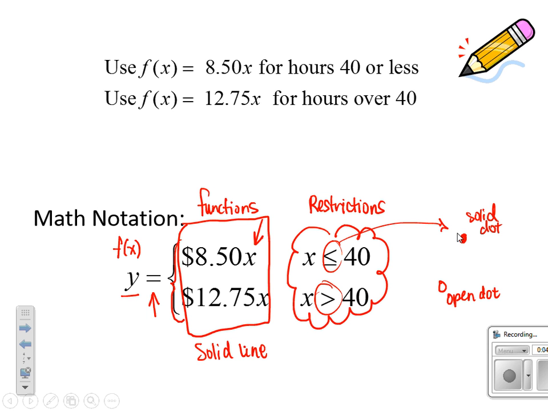Okay, and these will start making more sense as we go along and talk about piecewise. So I don't want you stressing out so much right now, because we're going to spend 8 or 9 days on this. And this is just day 1.